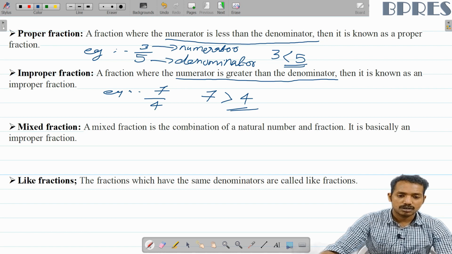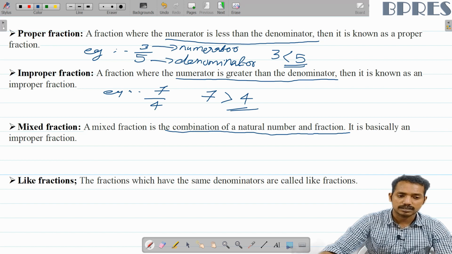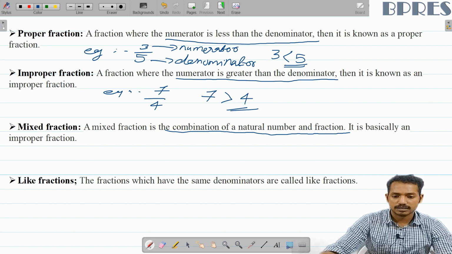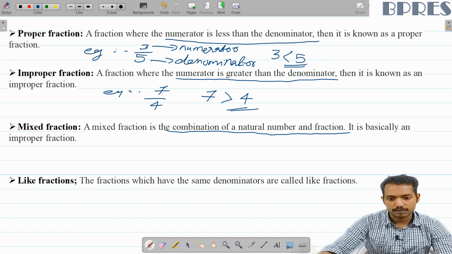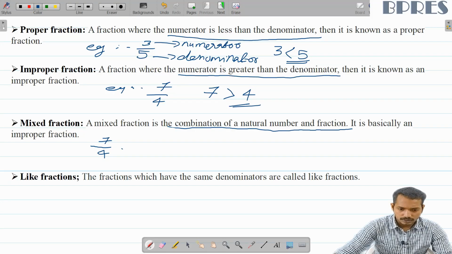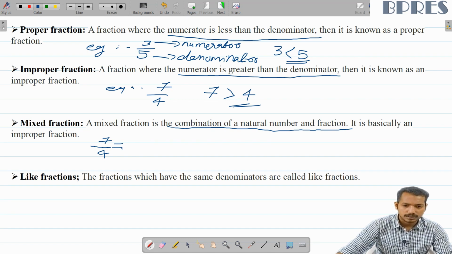Now, what is the next one? A mixed fraction. It is a combination of a natural number or a whole part and a fraction. It is basically an improper fraction written differently. For example, the same example we are taking, 7 by 4. Now, this 7 by 4 can be converted from an improper fraction to a mixed fraction. For that, what you need to do is just divide 7 by 4, so we will get a quotient of 1, and 4 into 1 is 4. 7 minus 4 is equal to 3.